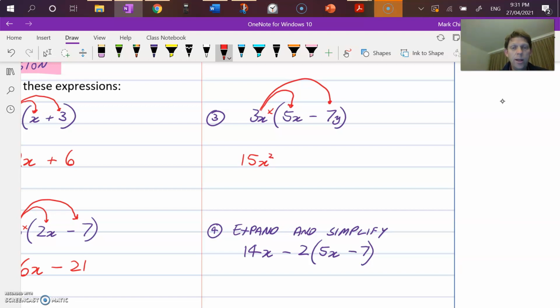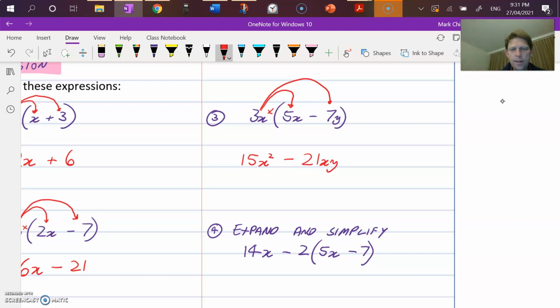x times x is not 2x. x plus x is 2x, because 2x means 2 lots of x. x squared means x lots of x, x multiplied by x. So let's then deal with this second bit. Once again, we'll deal with the numbers first. 3 times 7, well, that's 21. And we've still got a positive times a negative, so that's going to be negative. And we've got these letters here, so x times y is just going to give us xy. And so that's those brackets expanded.